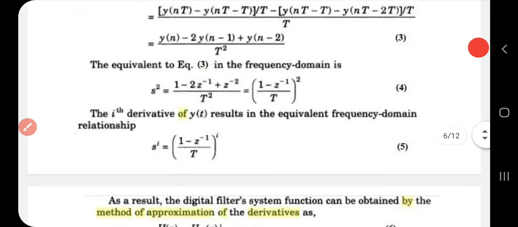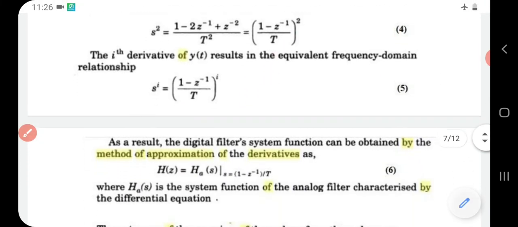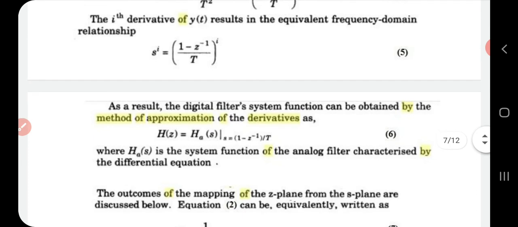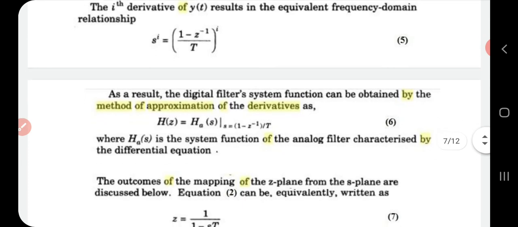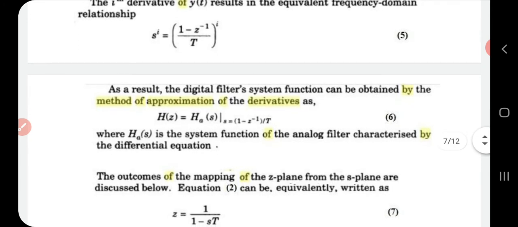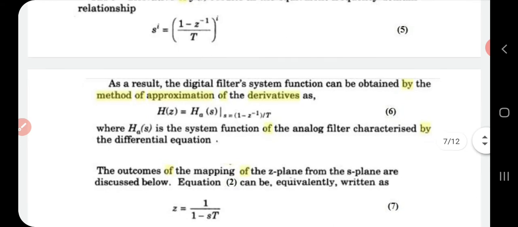See, that equation is written here. Okay. Now that is equation 5. Now as a result, the digital filter system function can be obtained by the method of approximation of derivatives as H of z is equal to H of s at s equal to (1 minus z raised to minus 1) by T. Here H of s is the system function of the analog filter characterized by the differential equation.